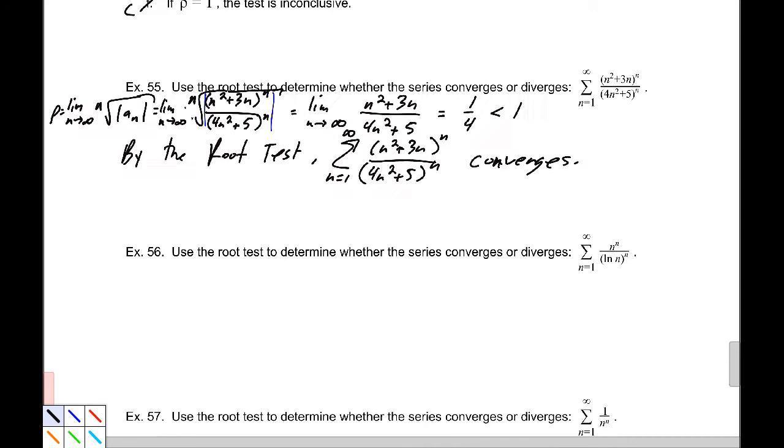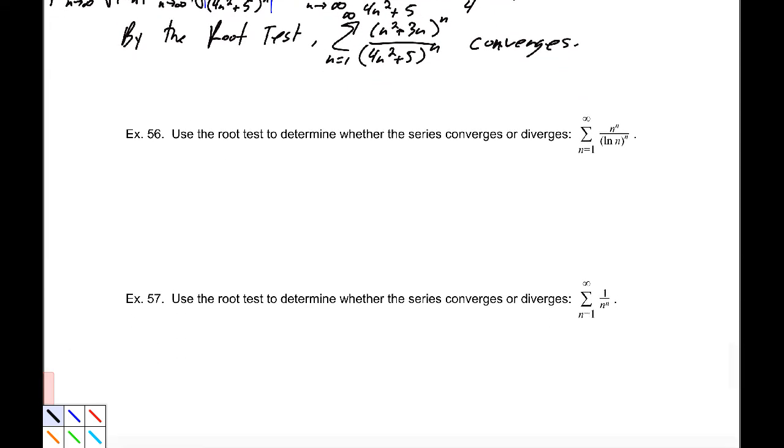Example 56, use the root test. Again, if you notice those n exponents, we can at some point begin skipping a few steps. So rho is equal to the limit as n approaches infinity of the nth root of n to the n over natural log n to the n. Exponents reduce. So this is the limit as n approaches infinity of n over natural log n.